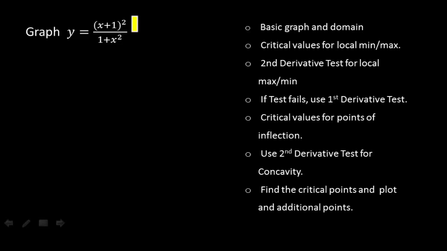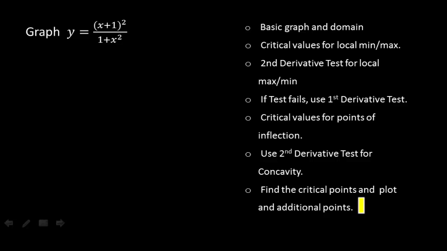Remember, we look at the basic graph, and we know that it's a rational function. Look at the critical values, which means we take the first derivative, and then use the second derivative test if we want that, or we can use the first derivative test. Sometimes it depends on the function whether it's hard to get its second derivative, but we're still going to need the second derivative anyway because of finding the points of inflection, and then we use the second derivative test for concavity. And then plot those critical points and any additional points, and I think we're ready to go.